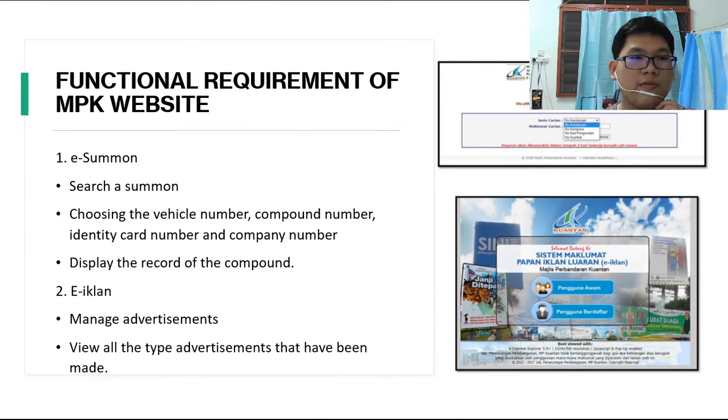Functional requirements of the MPK website. The first is summons. Users can search a summons by choosing the vehicle number, compound number, IC number, or company number. It will display the record of the compound. The second is ELS. It manages the advertisements and can view all the types of advertisements that have been made.